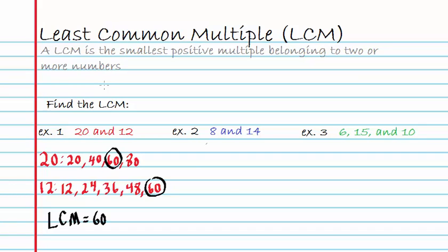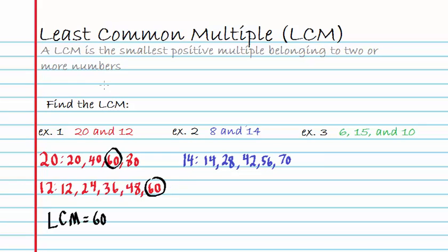Moving on to example 2, we're looking at the least common multiple between 8 and 14. Again, I usually start with my bigger number, so in this case it's 14. As I list my multiples, I have 14 times 1 is 14, then 28, then 42, 56, and 70. Hopefully I've listed enough.